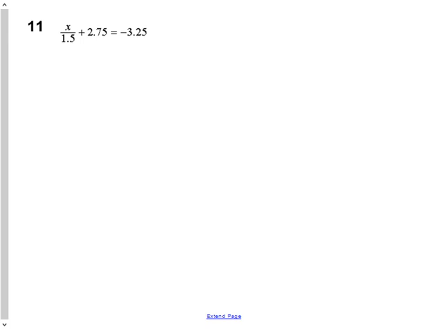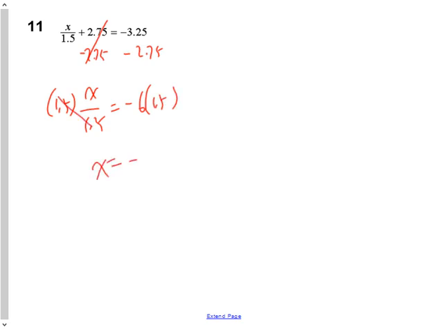Question 11. We have both a constant and a coefficient. We have a fractional coefficient and a constant of positive 2.75. So I'm going to subtract the constant from both sides. When you have more than one step, it's always easiest to get rid of that if you're isolating step by step. X divided by 1.5 is equal to -6. Multiply both sides by 1.5. And x equals -9.